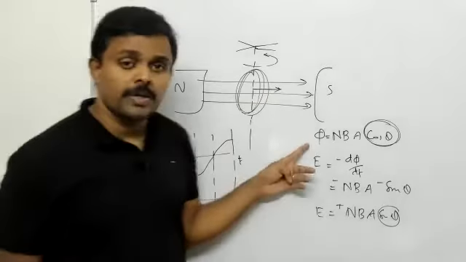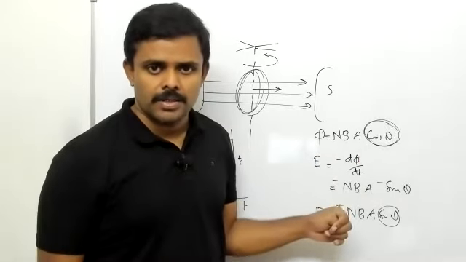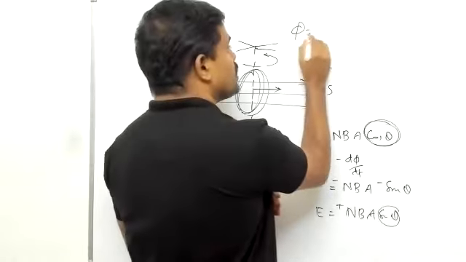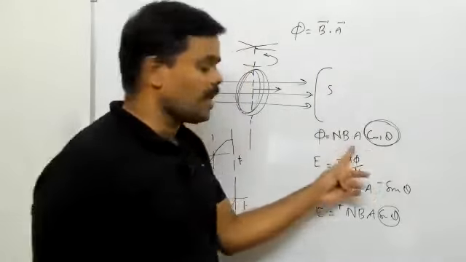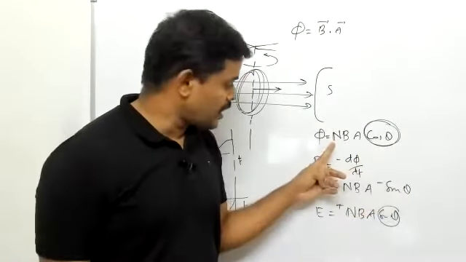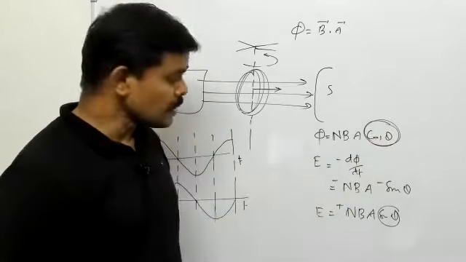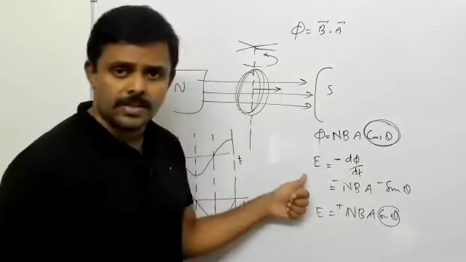So flux I can write what? B dot A, or it is BA cos theta. N turns are there means what? Flux is given by what? The flux equation we wrote in the beginning. Flux is written as B dot A. B dot A is BA cos theta. If there are N turns, it is NBA cos theta. And then EMF is minus d phi by dt. This is what Lenz's law says.